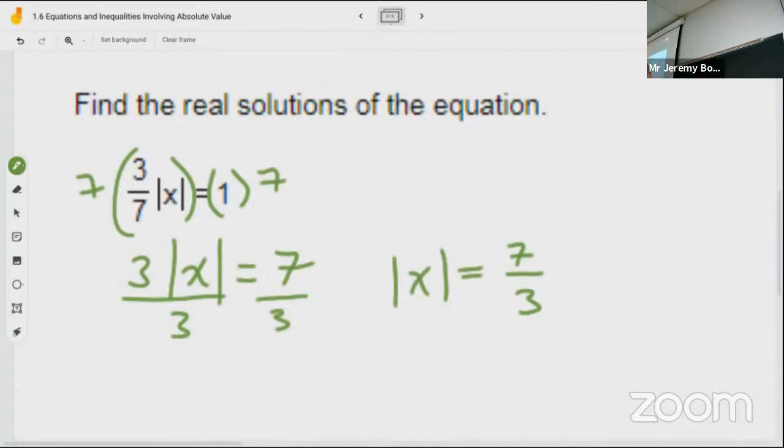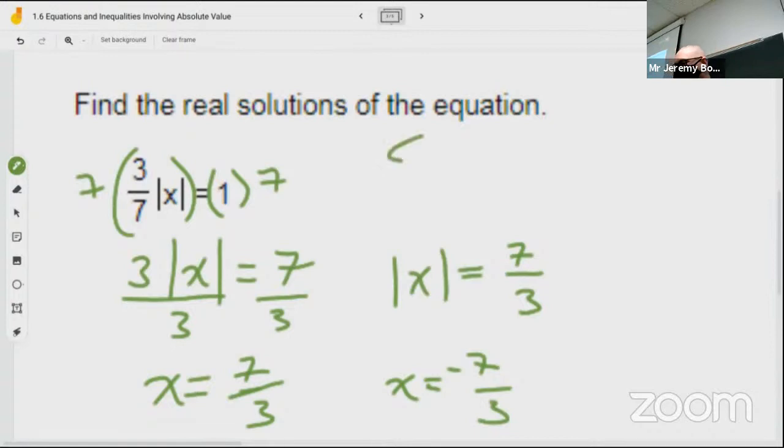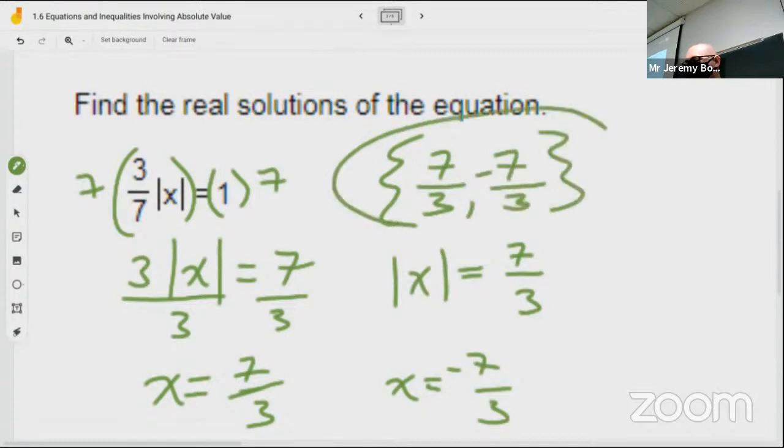And so now that we have the absolute value isolated by itself equal to a constant, that means x could either equal 7/3 or x could equal negative 7/3. Oh, and that solves it right there, right? So our solution set would be the set containing 7/3 and negative 7/3. Any questions on that problem?